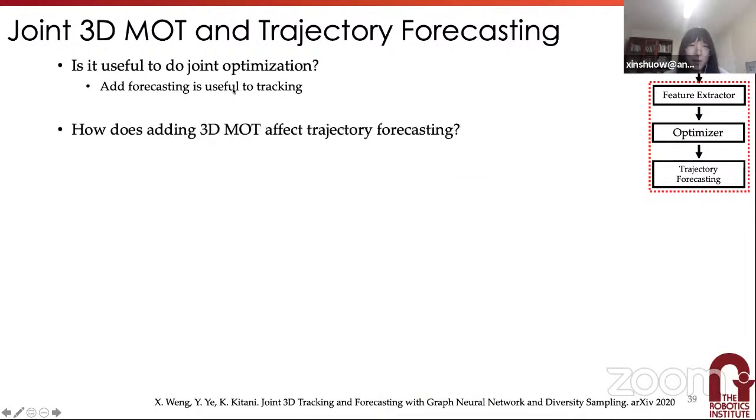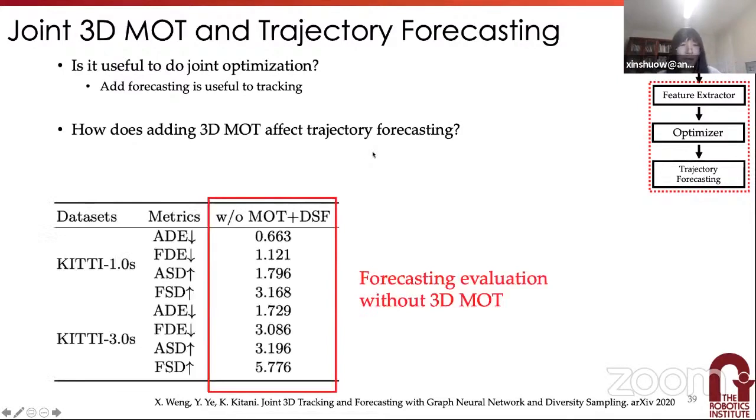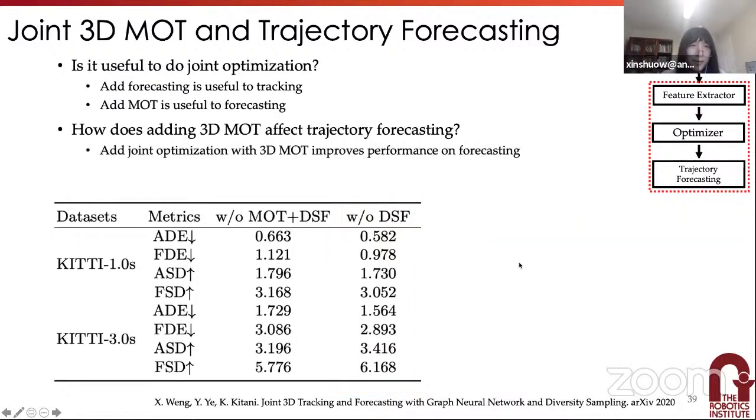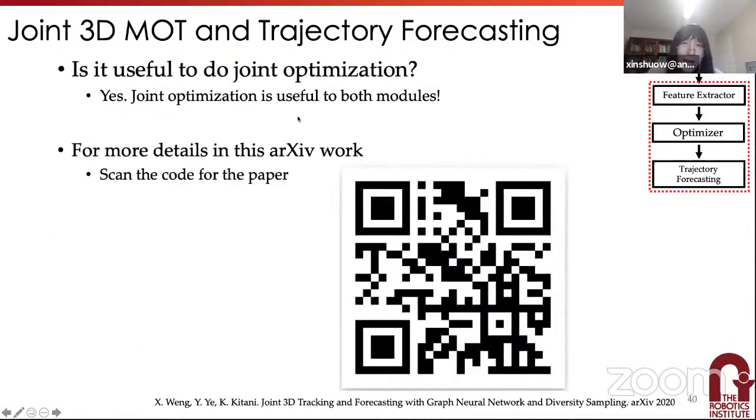Okay, so what about the other way around? How does adding 3D MOT affect the trajectory forecasting part? Again, we first show our system without adding the 3D MOT and compare with our system by adding the 3D MOT module. We observe the AD and FD, which are standard metrics for evaluating trajectory forecasting. These two metrics get decreased, so that means our performance is increased. So this proves that adding MOT is useful to forecasting. Okay, so now we've proved that joint optimization is useful to both modules.